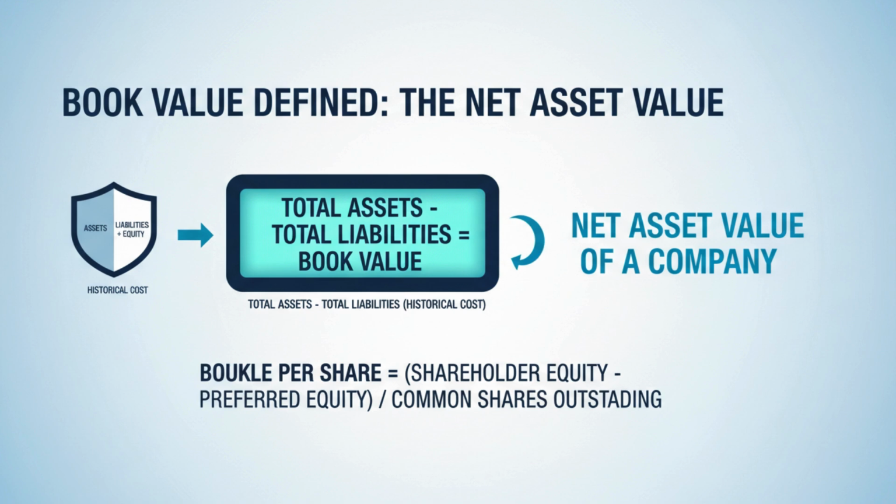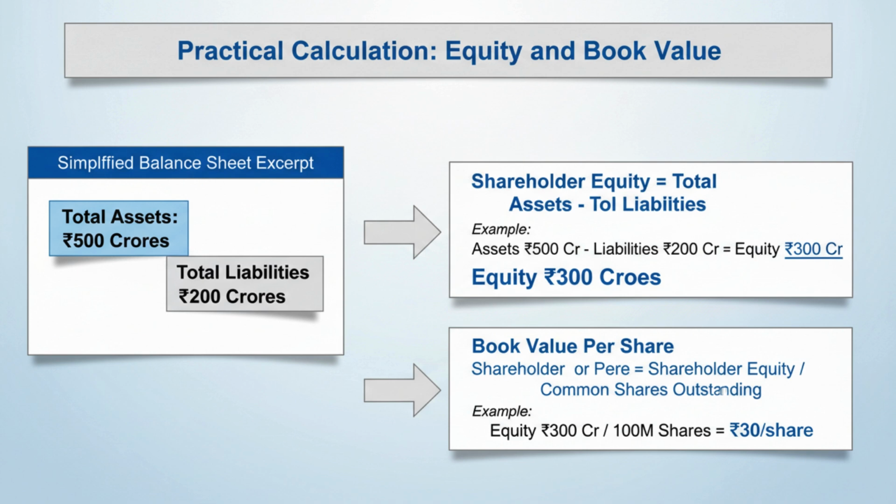It's a historical cost measure, meaning it reflects assets at their original purchase price, less depreciation, rather than their current market value. This distinction is crucial, especially for companies with significant intangible assets or those operating in rapidly appreciating or depreciating markets. Let's get practical with the calculations.